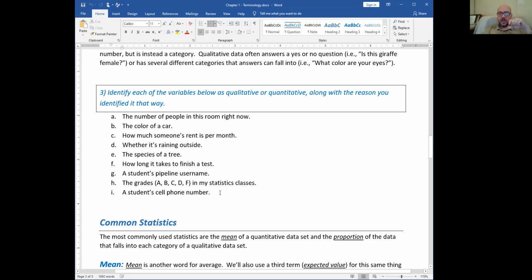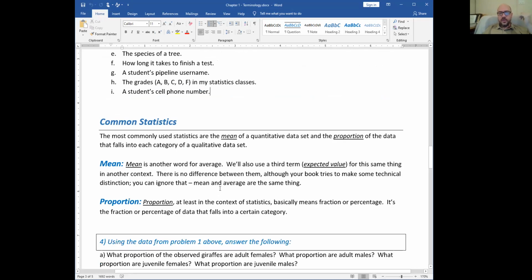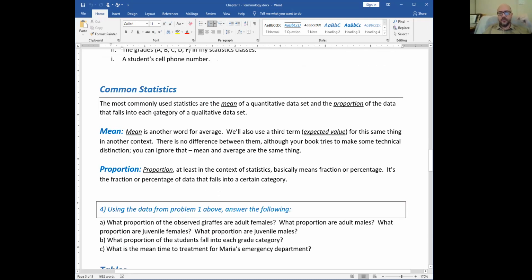Now, the reason I wanted to make that distinction between quantitative and qualitative data is that we will be interested in different statistics depending on whether the data is quantitative or qualitative. In fact, most of the time, qualitative data won't have the quantitative statistics that we need, and quantitative data won't have the qualitative statistics that we need. So the statistics we're going to be interested in are the mean or proportion. Those are the most common ones. There's plenty of other ones too, but we're going to start with the big ones that we use a lot, mean and proportion.